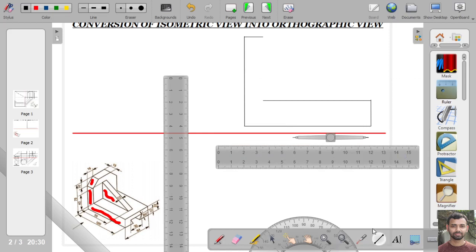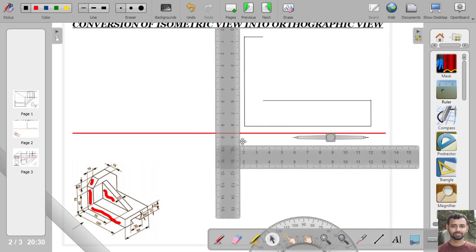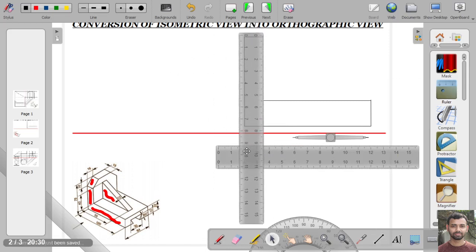Now we will connect this point and this point. So if we connect it, okay. So this is completed.